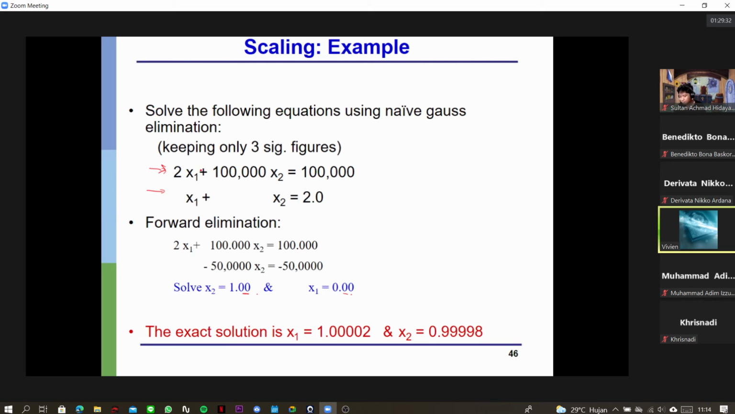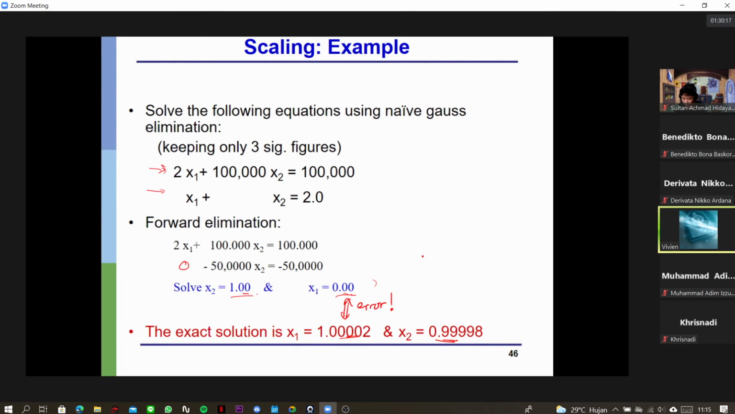here is very different. One is 2, the other is 1,000, hundreds of thousands. So we see here that very large difference. Now here we do forward elimination so that we make 0 here, so that we can calculate the value of x2 is 1 and x1 is 0. Now the exact solution is actually x1 is close to 1, while x2 is close to 1 as well, 0.99. So you can see here that the error is very large.